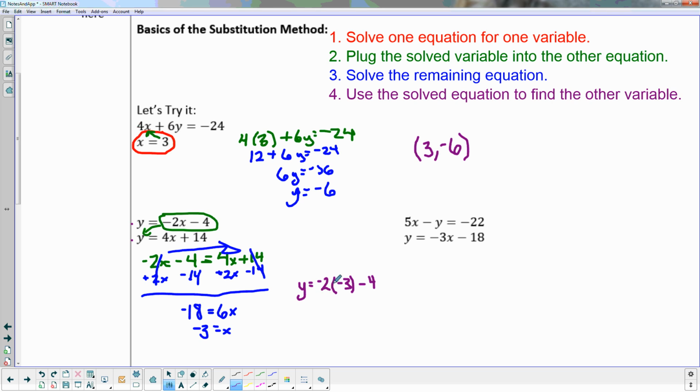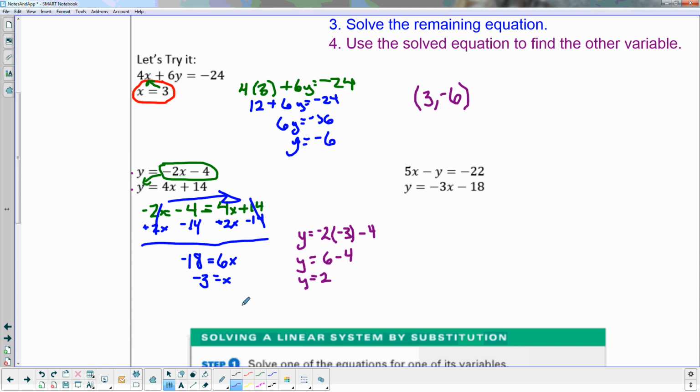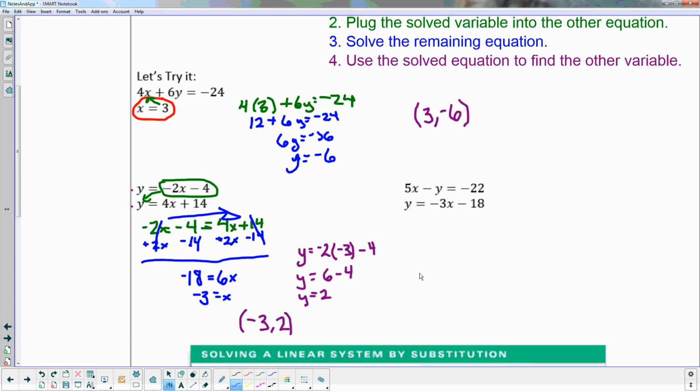So when I do that, I get negative 2 times negative 3 is, it's actually y equals 6 minus 4. So y is 2. So my answer here, I get negative 3, 2. Okay.